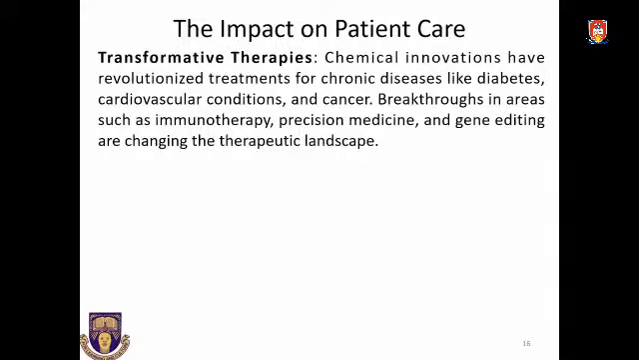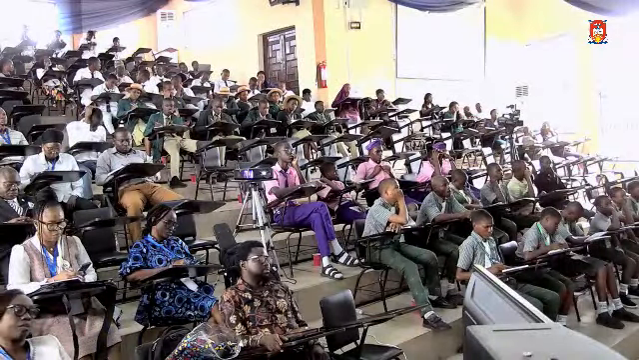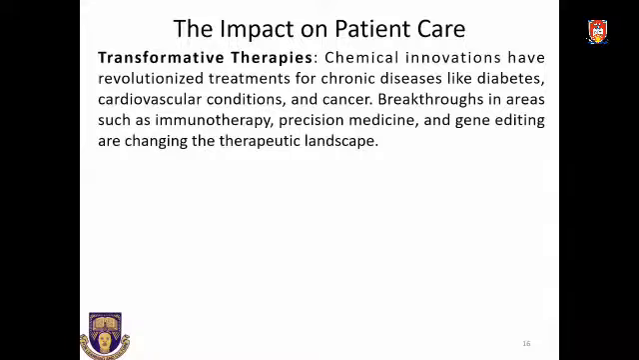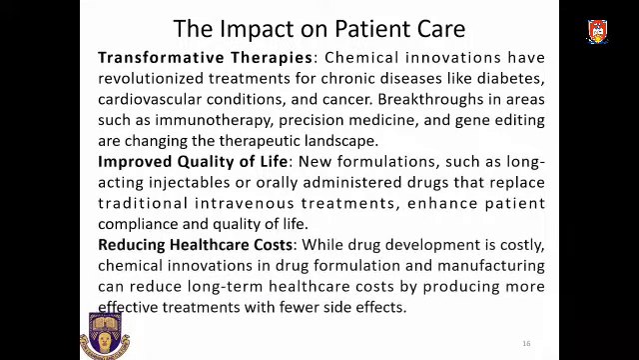As we begin to round up, the impact on patient care, of course, is key. What we are looking at is how all of this affects the care of the patient. Transformative therapies have been born as a result of chemical innovations, with breakthroughs particularly in the areas of immunotherapy, precision medicine, and gene editing. New formulations and intravenous treatments all enhance the patient's quality of life.